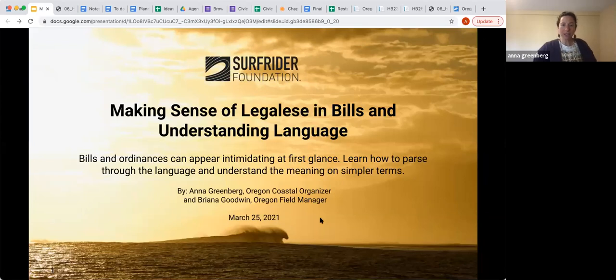So making sense of legalese in bills and understanding bill language can be a bit intimidating, but it is just a matter of knowing what to look for, taking the time to look through it, and figuring out that some of these things can actually be broken down into simpler terms. You don't need to be a PhD to actually understand this stuff.